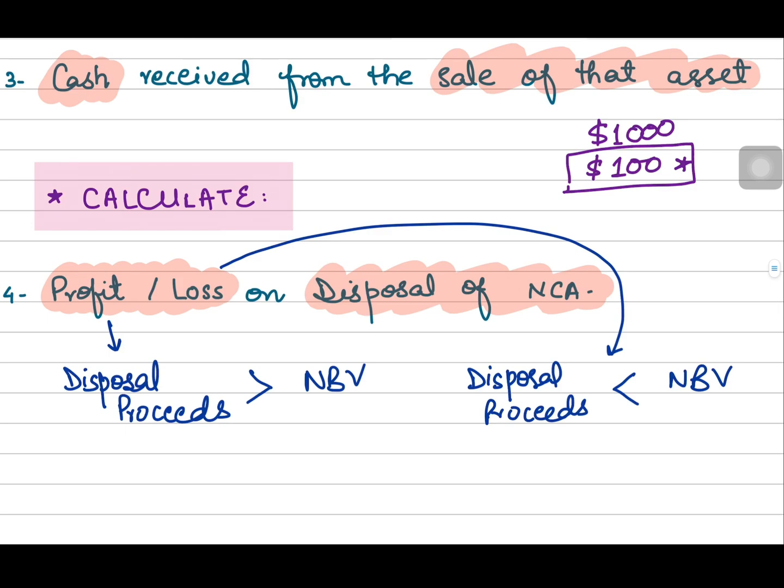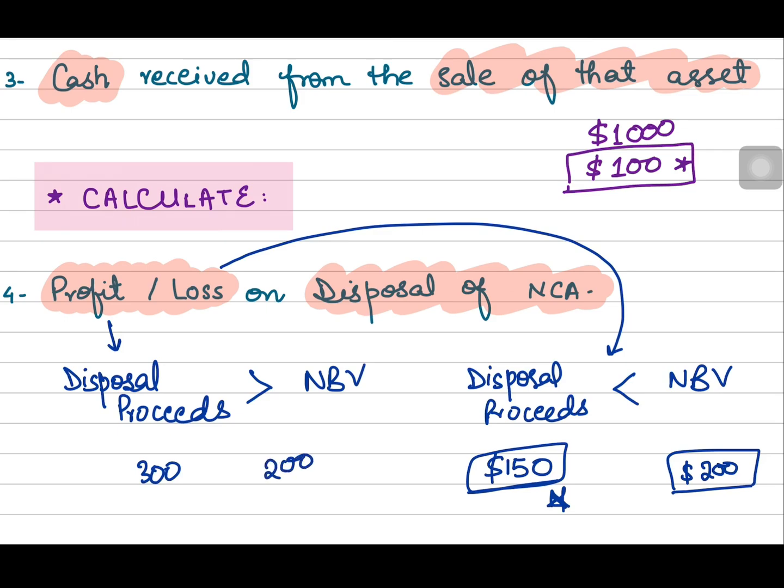So for instance, if the net book value of the non-current asset is $200, after the subtraction of the accumulated depreciation from the cost at the time of disposal, but the buyer says that I can only pay $150 against this non-current asset, the disposal proceeds are lower than the net book value. At that time there will be a loss. But if, let's say, the disposal proceeds are $300 and the net book value of the non-current asset is $200, you now are getting a price from the disposal which is higher than the net book value, then there will be a profit on such disposal.